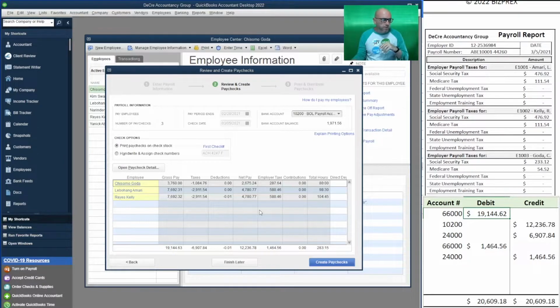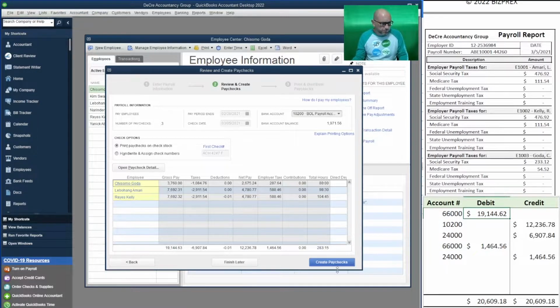That's what's important. Again, this amount minus 1 penny is a debit to 66,000, plus this amount is a debit to 66,000. So this and this combined is our payroll expense. Then employer taxes and employee taxes haven't been paid to the government yet, so that's our liability. Payroll liabilities go up. So 24,000 is a payroll liability account. Liabilities go up when credited. And then the net pay is what's going to clear our payroll account. That's a credit to payroll account because payroll account is an asset and assets are reduced when credited.